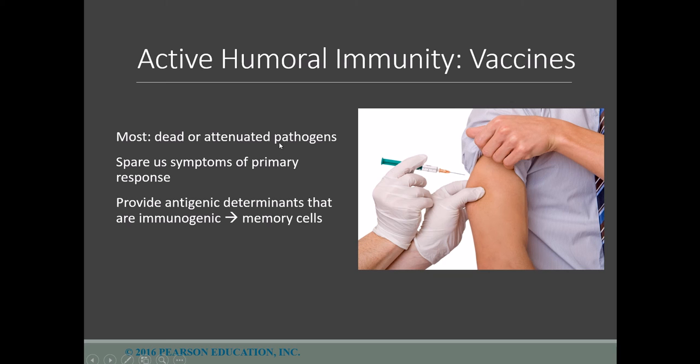Vaccines are a really common way that we get active immunity, and it's one of the reasons why they're so very effective, because they do challenge our B lymphocytes and we do make memory cells to them. Most vaccines that we get these days are what we call attenuated pathogens or even a dead pathogen, where they'll basically make it inactive. They'll pull parts of it off, or maybe they'll put in the vaccine a part of a bacteria or a part of a virus, and this allows us to see these antigenic determinants that are immunogenic, so that create our memory cells, without theoretically giving us the symptoms of the actual primary response.